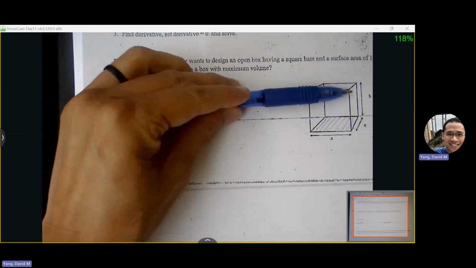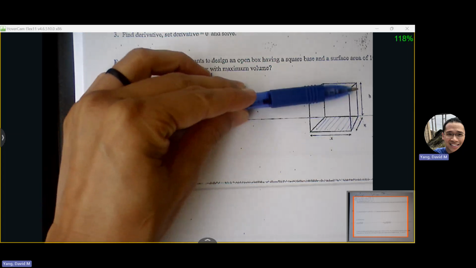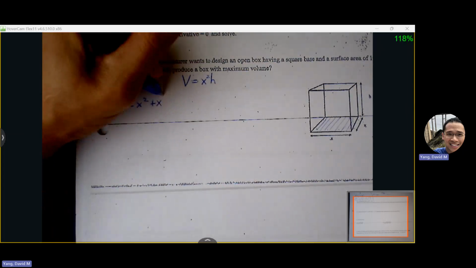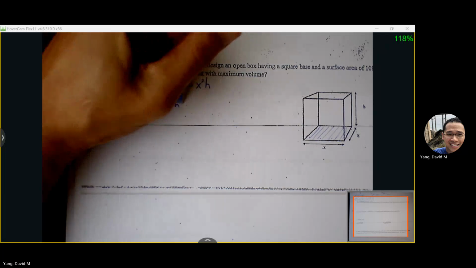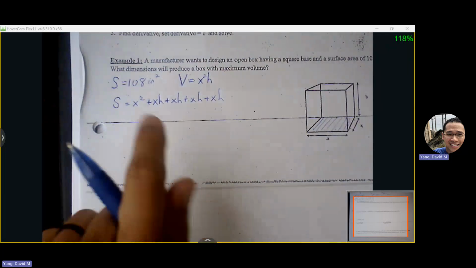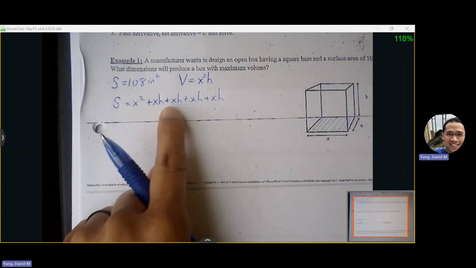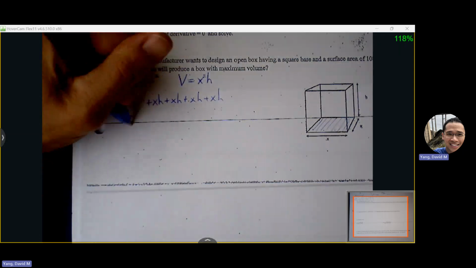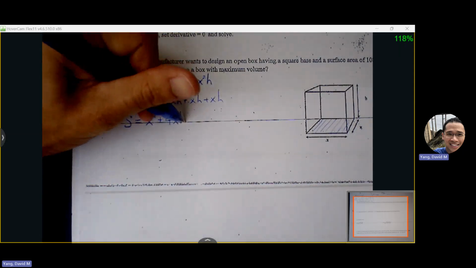Let's do one vertical face here. What's the area of the one vertical face? xh. And then how many vertical faces do I have? 4. So every surface has an area associated with it. My base is x squared, and then each of the vertical sides is xh, combined like terms. My surface area is just x squared plus 4xh.